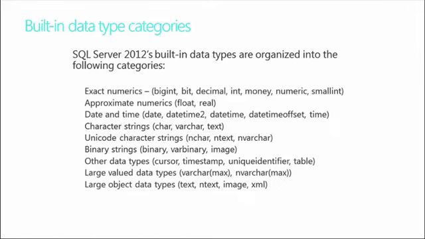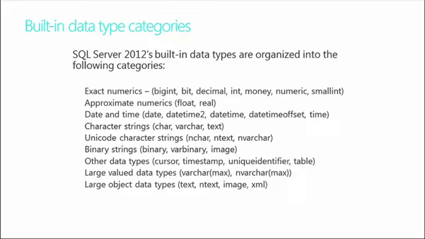Now, there are several categories provided with SQL Server 2012. I mentioned already we have exact numerics. We have big int, bit, decimal, int, money, approximate numerics like float and real, date and time, character fields, and Unicode character strings. When you see the letter N before, that means it's Unicode, which provides support for the international languages. Then binary strings, and some unique data types like a timestamp or a unique identifier.